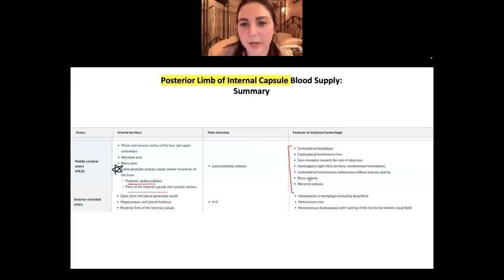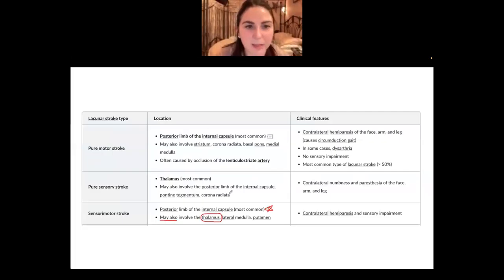And then it talks about some of the things that you would see with features of ischemia and hemorrhage. Some of them are like, what the heck is that? And it's probably something coming from these deeper structures being affected as well. So it's something that can be in an MCA stroke vignette, but it's not going to be the main thing.